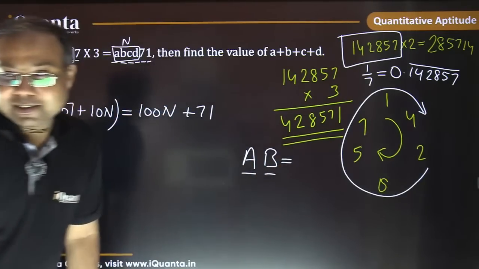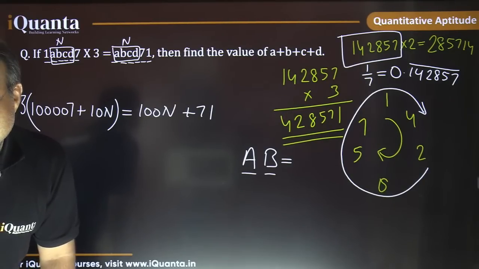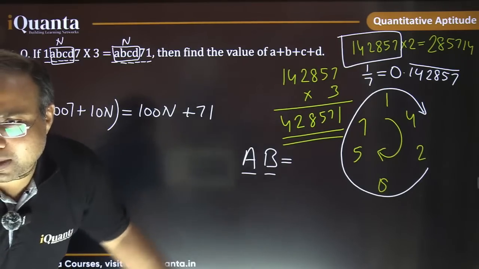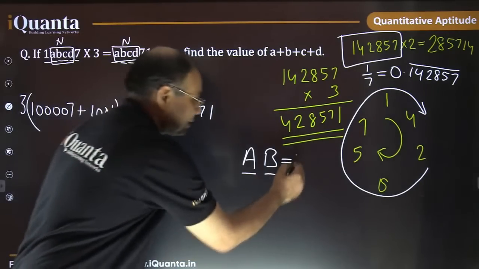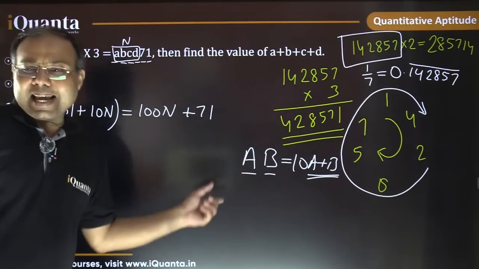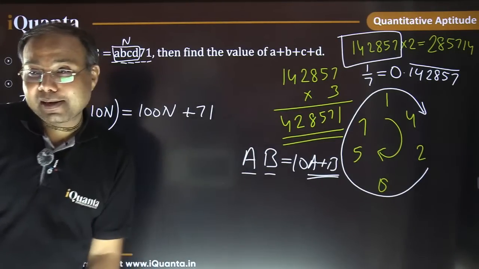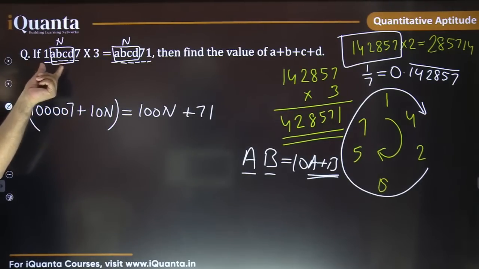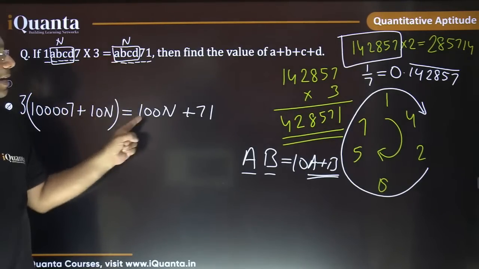It is how much? Yes, 10A plus B, good. Yes or no? Okay? How do you know that it is 10A? Why not 10B? Because after A there is one more digit. So exactly the same way here also. After n I had one more digit, so it is 10n plus 7. And exactly the same way it is 100n plus 71.